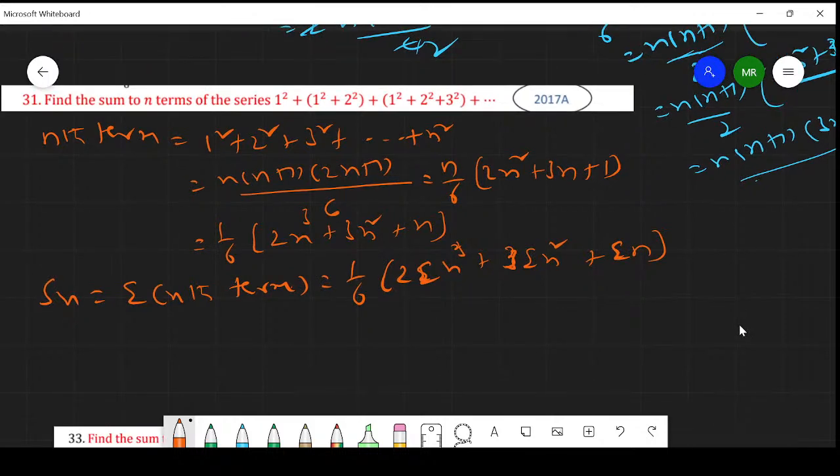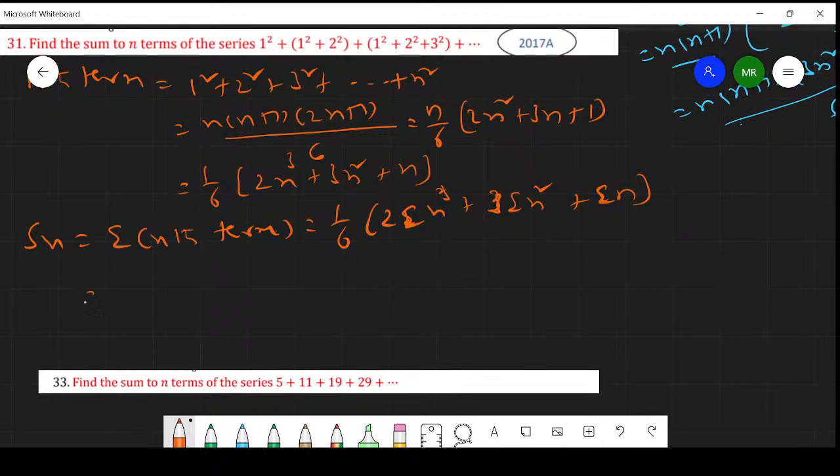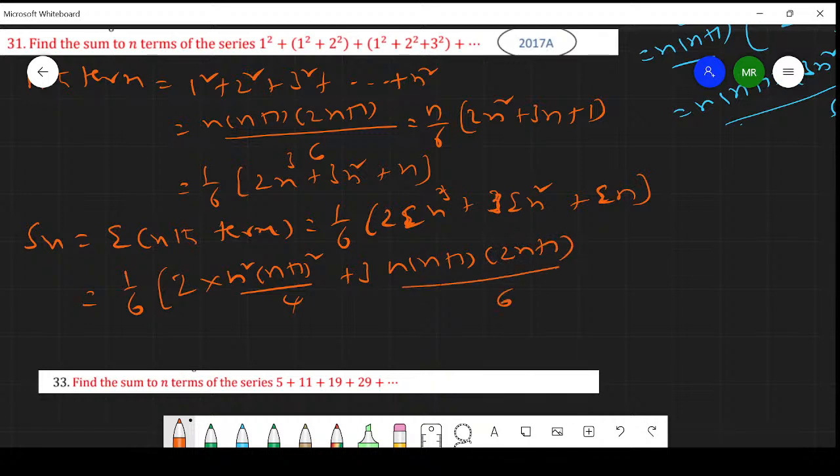We should expand and simplify. It comes now 1 by 6 into 2 into sigma n cube, n square into (n plus 1) whole square by 4, plus 3 into sigma n square, which we got here, n into (n plus 1) into (2n plus 1) by 6, plus sigma n, n into (n plus 1) by 2. This you simplify.